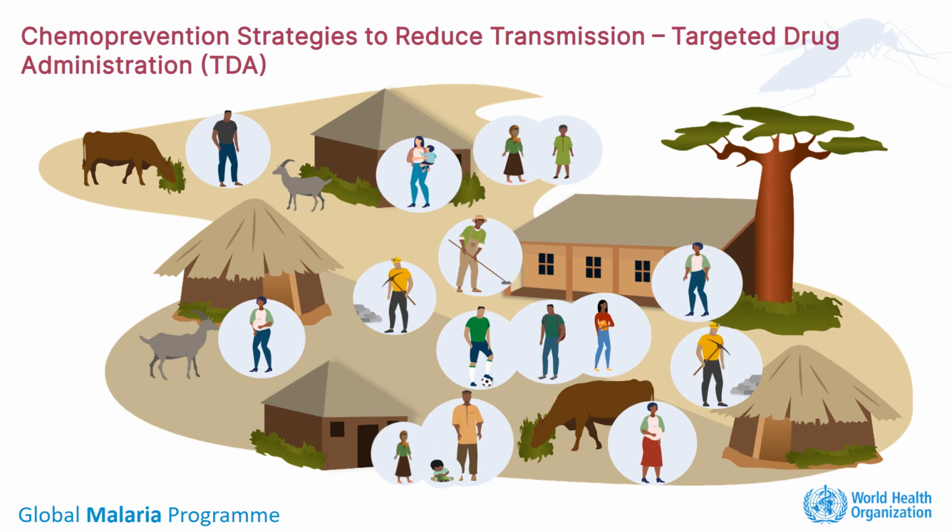Let's consider the second chemoprevention strategy, TDA. TDA can be used for both Plasmodium falciparum and Plasmodium vivax. We learned in Unit 2 that as malaria transmission declines to very low levels, it often becomes concentrated in individuals who are exposed to outdoor biting, such as people who work in the forest, or those whose occupations or activities leave them exposed to mosquito bites at night.